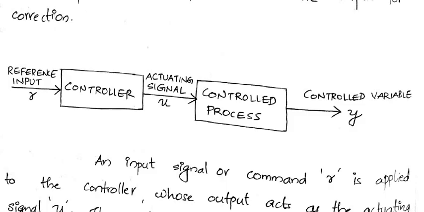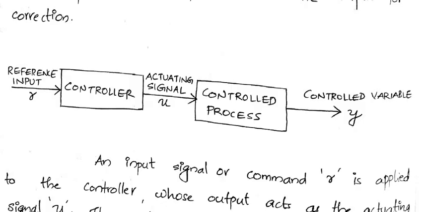This is the block diagram representation. We have a controller and the controlled process. We are applying the input to the controller, and the output of the controller is applied to the controlled process, and from the controlled process we are getting the final output. So if you look at this diagram, we can see there is no feedback in this system. So this is just an open loop system.